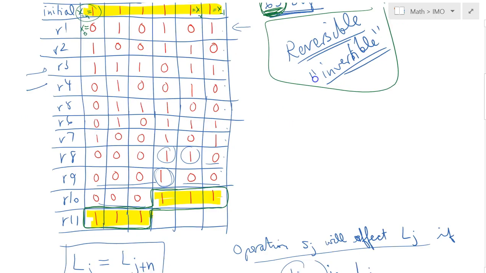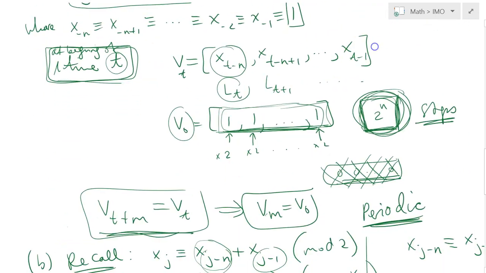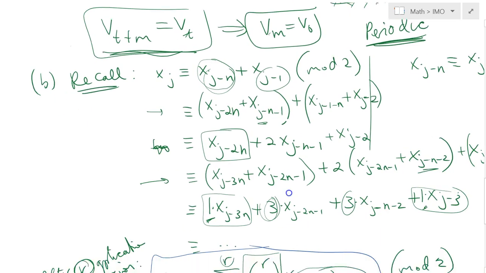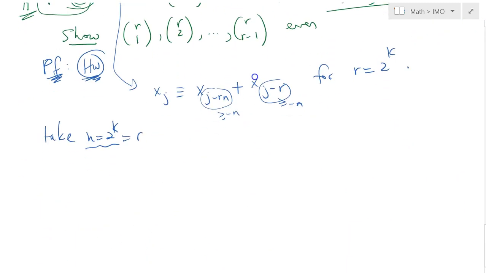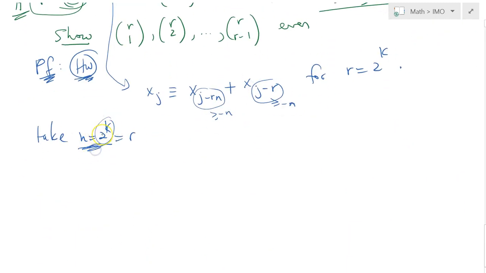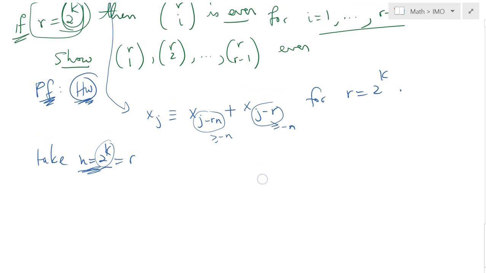What happens if n is equal to 2 to the k? This is kind of a tricky business, so this question by no means is trivial. I purposefully repeated this procedure r times, where r is 2 to the k, and now I replace r with n because I know that n is of the form 2 to the k. The boundaries still remain, so we still need j minus r, which is now j minus n squared, greater than or equal to minus n, and here j minus n greater than or equal to minus n.